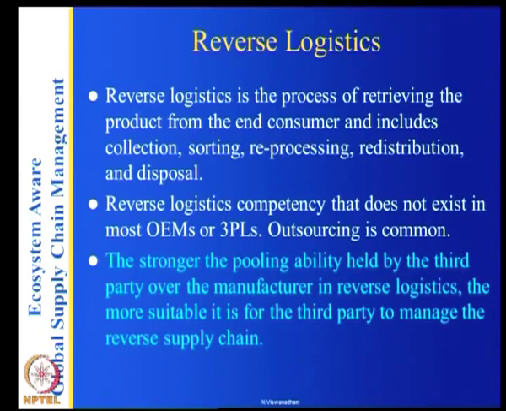What one needs to do is to look at what kind of product we are dealing with. For example, if you are dealing with laptops or something, then the reprocessing is easy. In other words, the reverse logistics comes from services and so on. But on the other hand, if you are dealing with products which are not worthy, then reverse logistics becomes difficult. So the stronger the pooling ability held by the third party over the manufacturer in reverse logistics, the more suitable it is for the third party to manage the reverse supply chain.